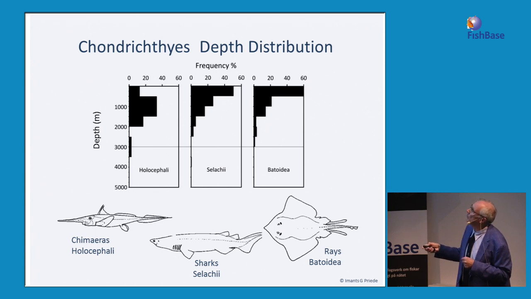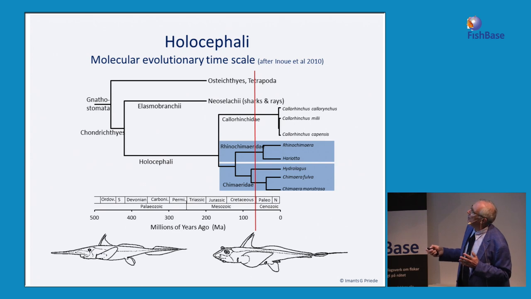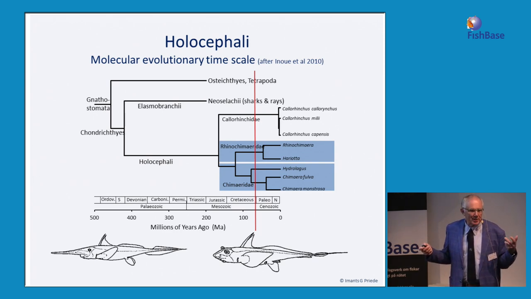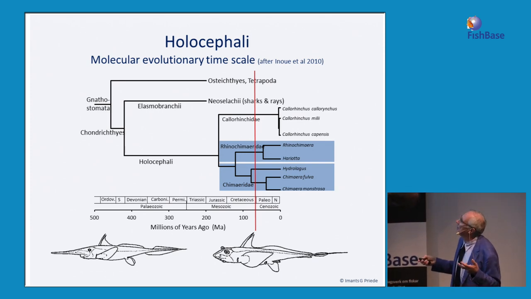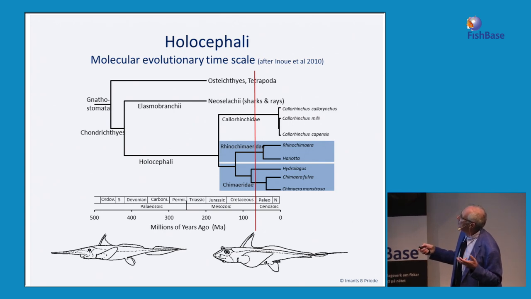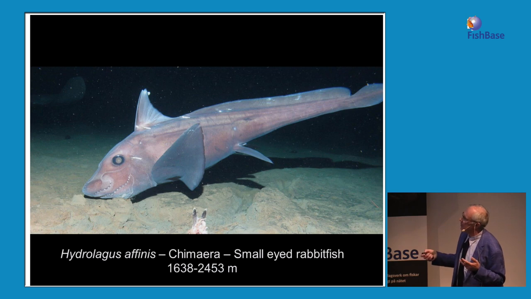stray into the deep. So if we look at the holocephali, these used to be very common in fresh water and shallow waters in the Carboniferous times, but the deep sea ones that we see now are survivors that have survived through all the mass extinctions by using the deep sea, as it were, as a refuge. And in fact, this is the rabbitfish Hydrolagus, found at about 2,000 meters deep, a very characteristic deep water fish.